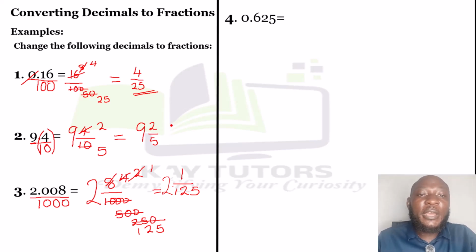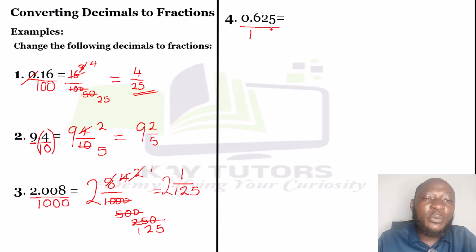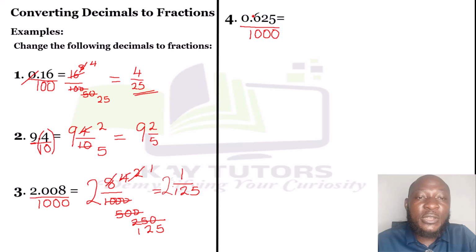Number 4 is 0.625. Okay, again, you draw your dividing line. Under the decimal point, you write 1, and under the 3 digits after the decimal point, you write 3 zeros. Why are we writing 3 zeros? Because we have 3 digits after the decimal point. So since 0 is nothing, I'll throw the 0 away, and I have 625 over 1000.